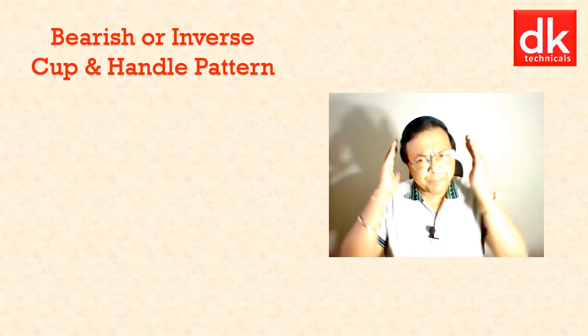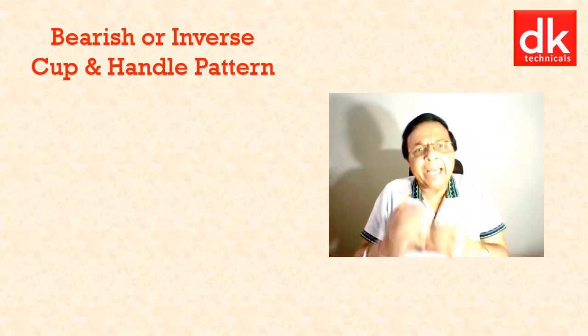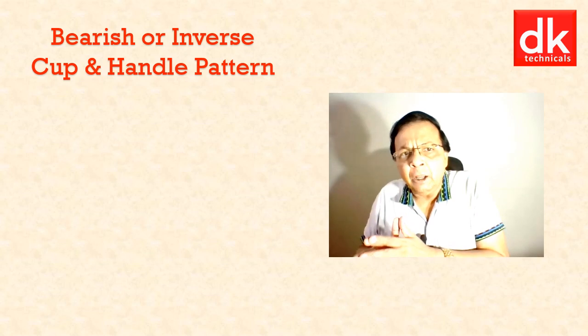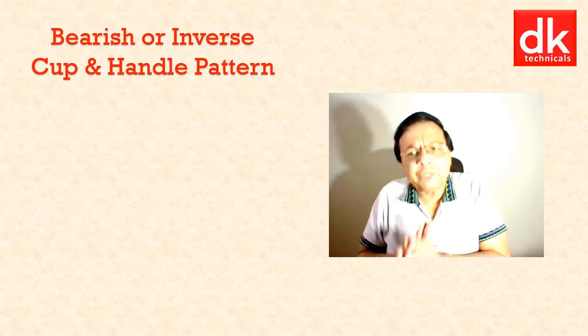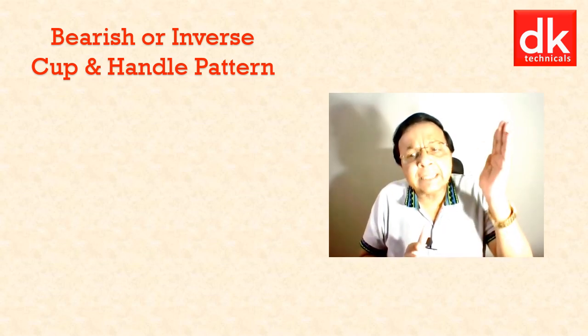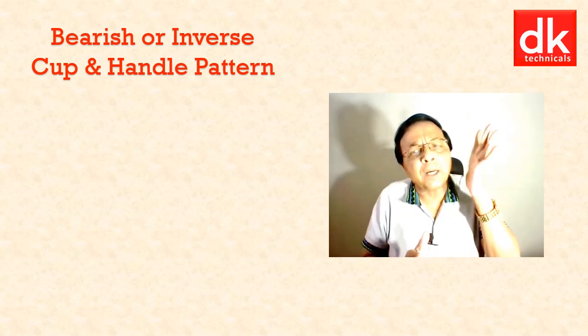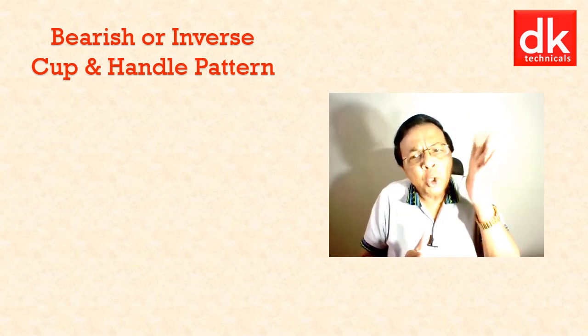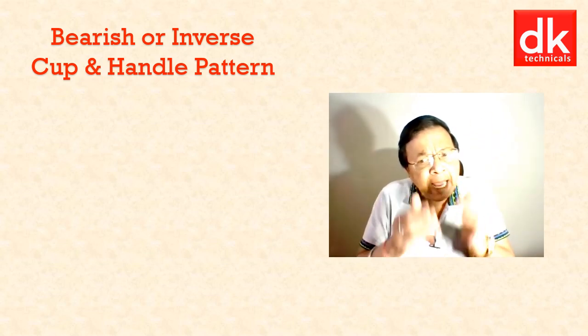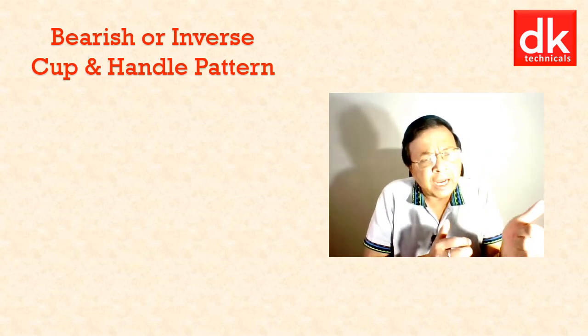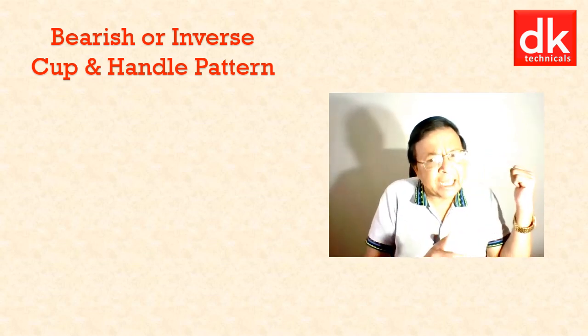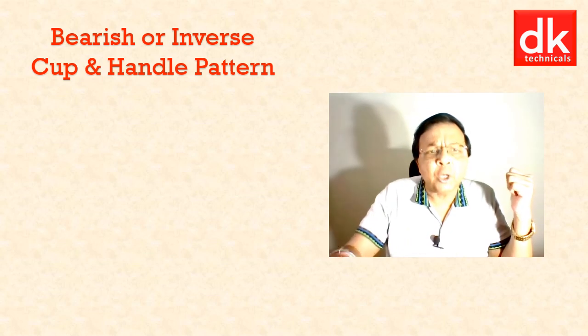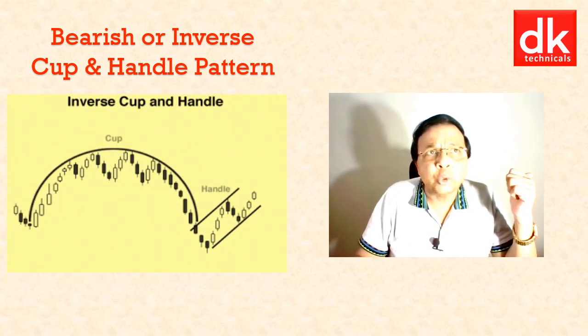Now friends, let's briefly talk about the bearish or inverse cup and handle chart pattern, which forms when the market is in a downtrend, because it is also a continuation chart pattern. So let us pictorially understand. As we see in the bullish cup and handle pattern, the prior trend has to be bullish. In this particular pattern, the prior trend has to be bearish.